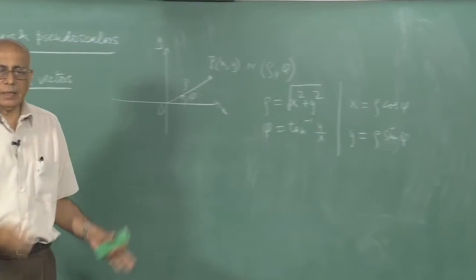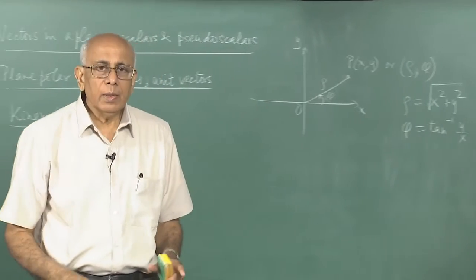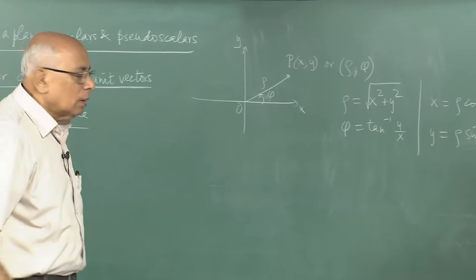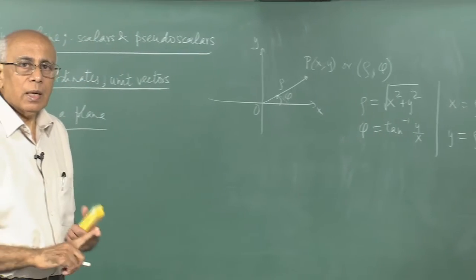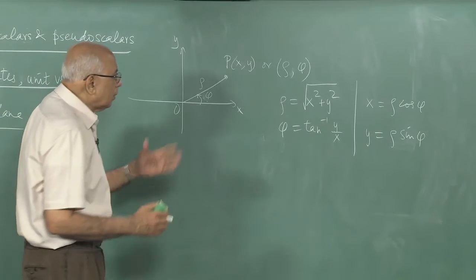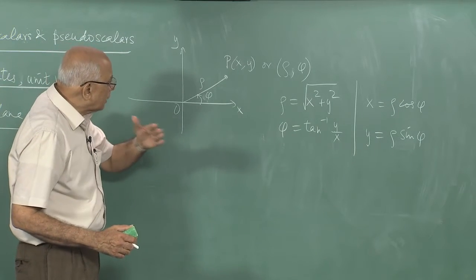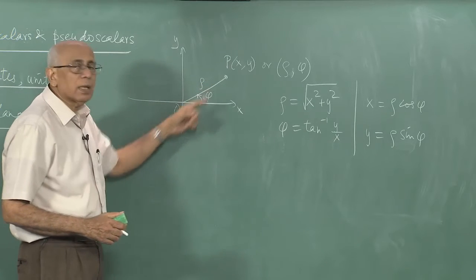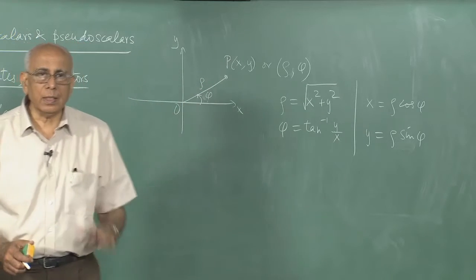I am rewriting these same formulas that we wrote down the last time, except I have replaced the symbol r with the symbol rho, because I do not want to use the symbol r in 2 dimensions. I would like to use rho, because when I go to 3 dimensions then it will turn out that the projection onto the xy plane, that distance I will continue to call it rho for consistency.